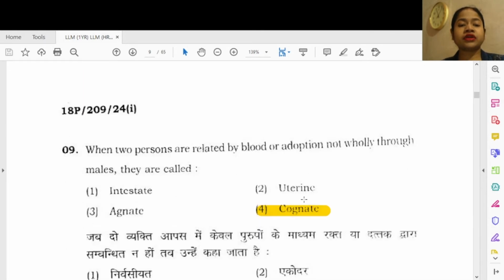Question number 9, when two persons are related by blood or adoption not wholly through males, they are called cognates, and in case they are wholly related by blood or adoption through males, they are known as agnates.